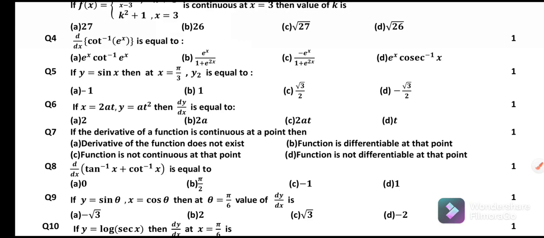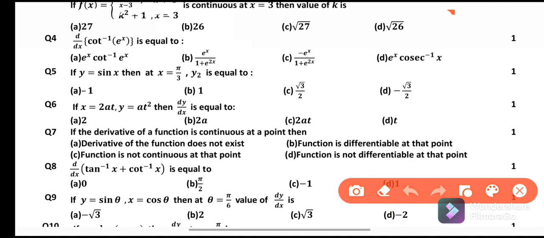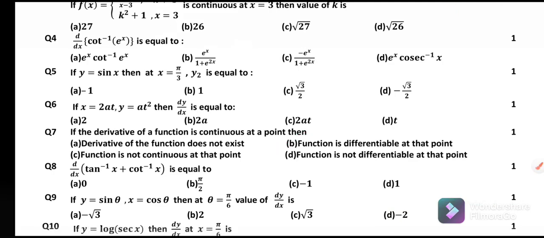Next question number 7. If the derivative of a function is continuous at a point, then the function is differentiable at that point. That is B option.